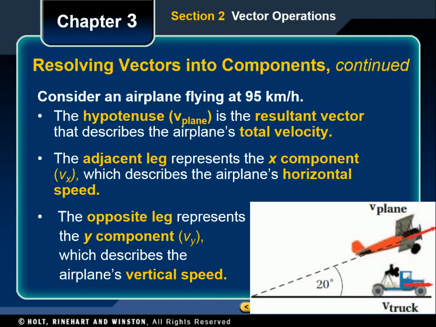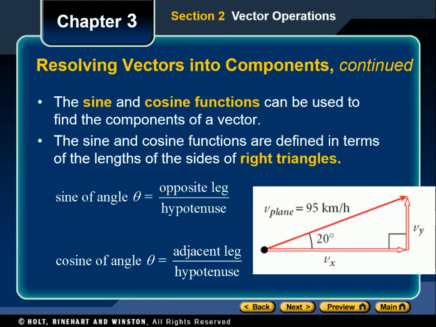To find the velocity that the truck must maintain to stay beneath the plane, we must know the horizontal component of the plane's velocity. Once more, the key to solving the problem is to recognize that a right triangle can be drawn using the plane's velocity and its x and y components. The situation can then be analyzed using trigonometry.